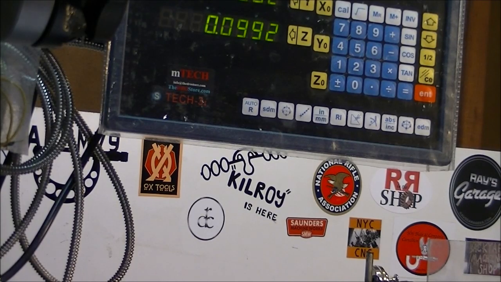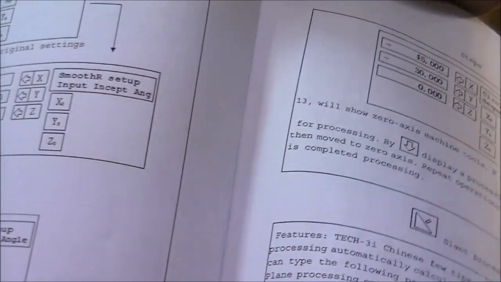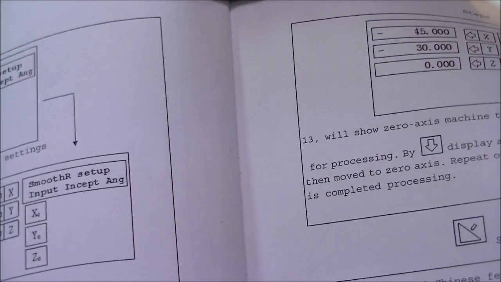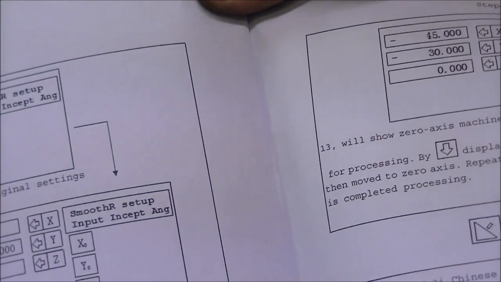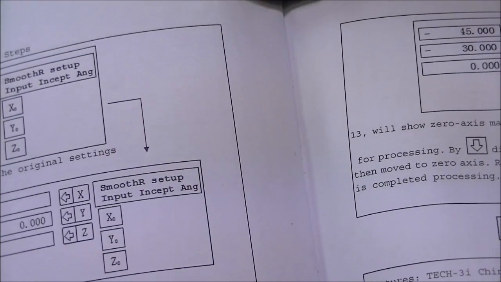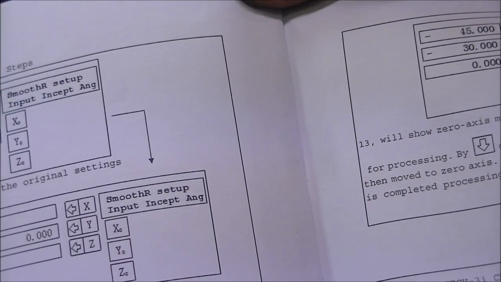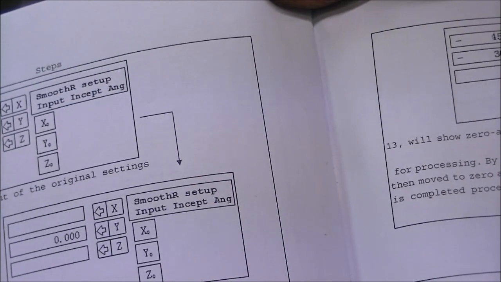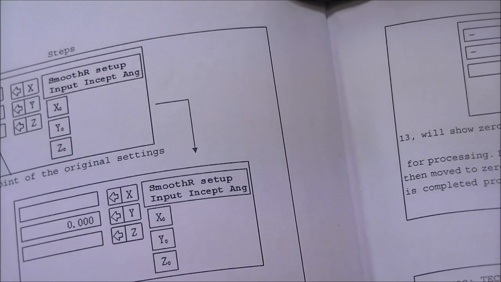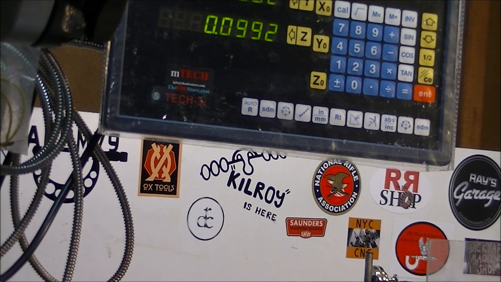This particular function is the slant. It says here in the book, slant processing. And it says features, Tech 3i, a few tips to provide a significant slope, progressing automatically calculate processing function. The operator can type the following parameters. Plane processing options XY, XZ, YZ for the slant processing, slant angle in the XY plane. It's really good stuff, but thought you'd like that.